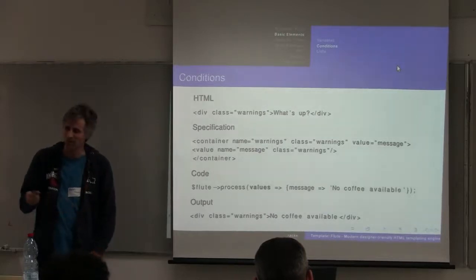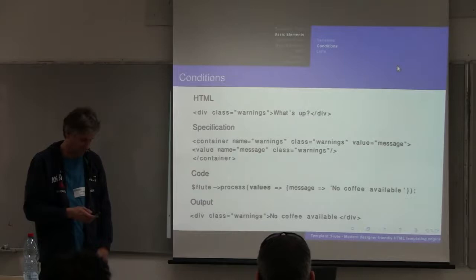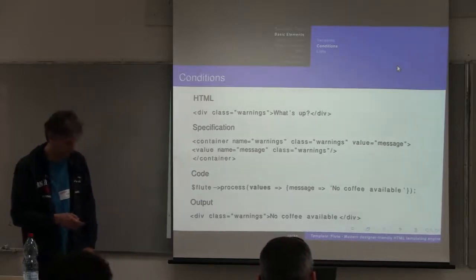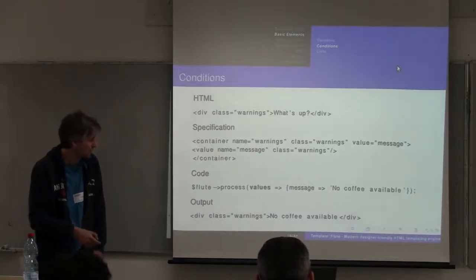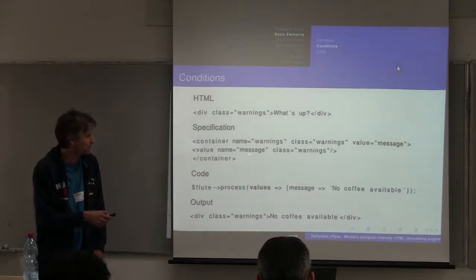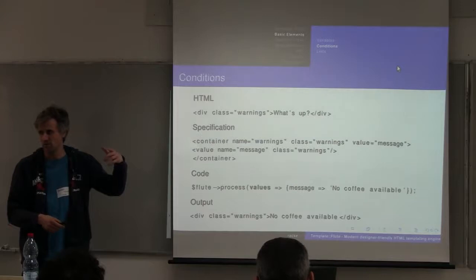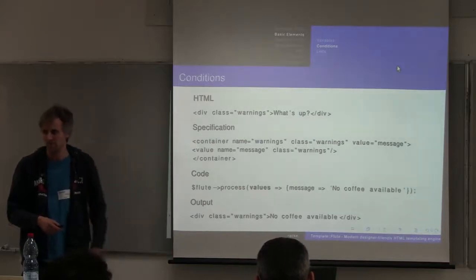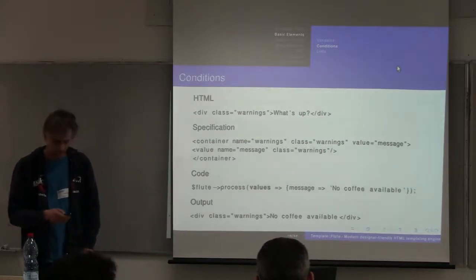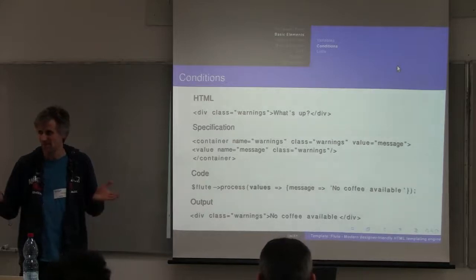I'm not sure if I get the question right, but let's see. Okay, I have this value, and the message is this thing. Just one value. But as you can multiply elements, it's the class warning. It can appear multiple times in each element, and you do it in quite a lot of places. Did you answer your question or not?